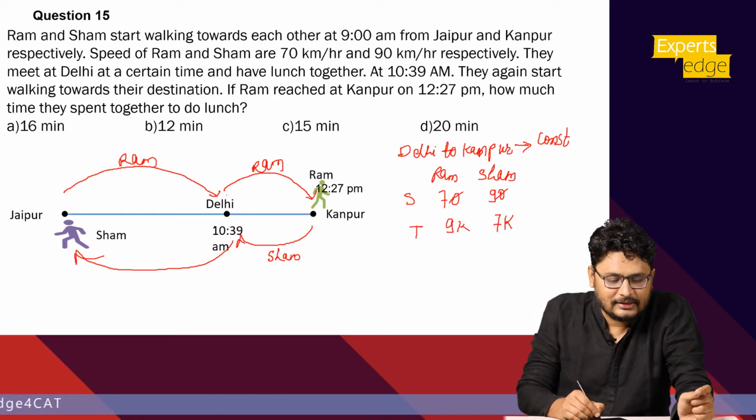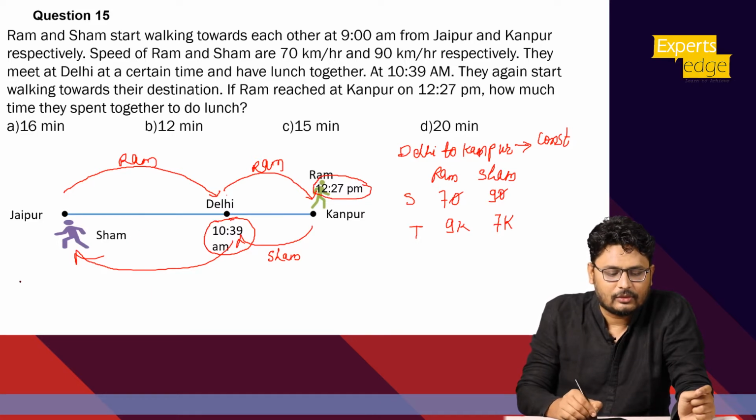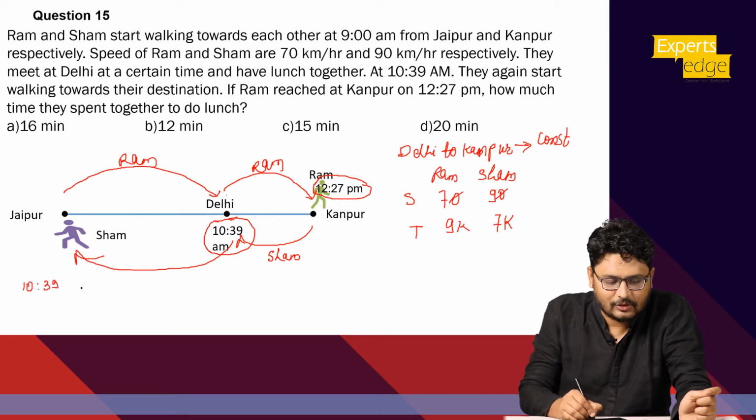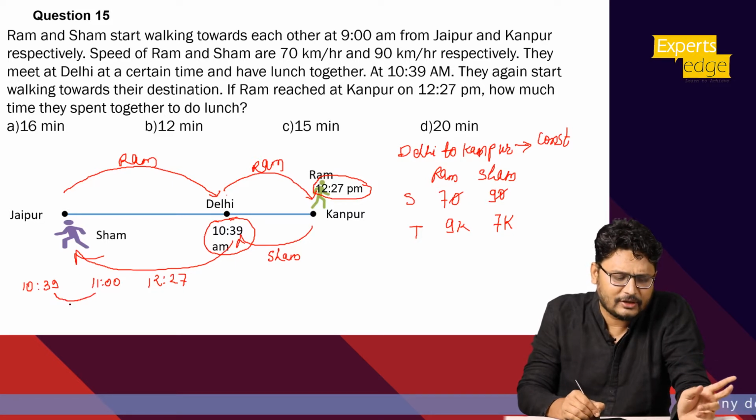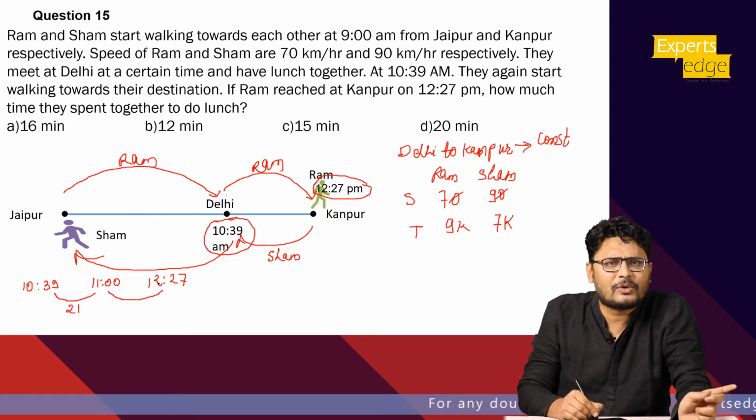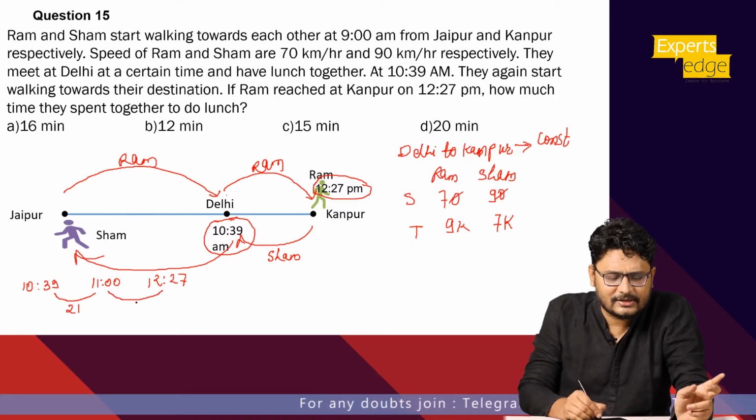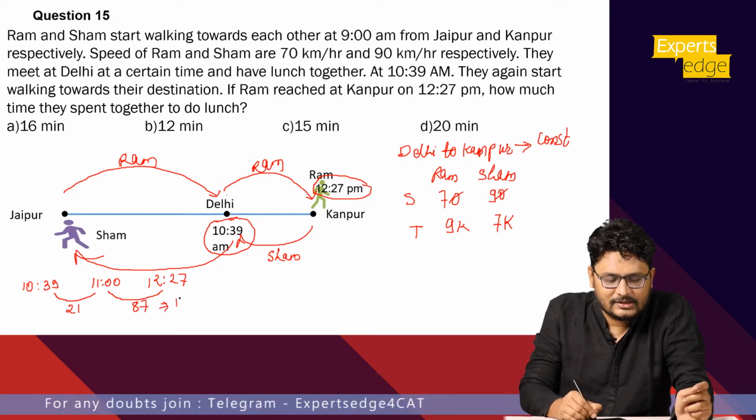They had lunch until 10:39, and at 10:39 Ram left, and he reached here at 12:27, right? So how much time is it from 10:39 to 12:27? First, 10:39, just because it's a complicated time, I'll write it here: 11, 12:27. So how much time from 10:39 to 11? 1 hour is 60 minutes, so 39 is gone, so basically up to here it will be 21 minutes. And 11 to 12:27 is 1 hour 27 minutes, so basically 60 plus 27, 87 minutes, right? So what is the total time here? It would be nothing but 108 minutes.